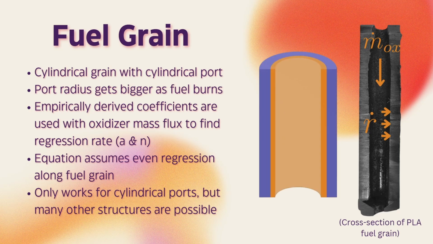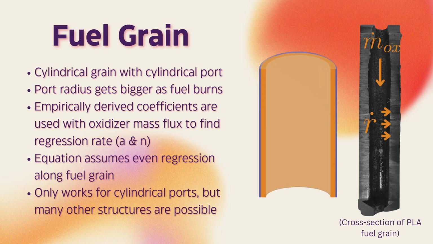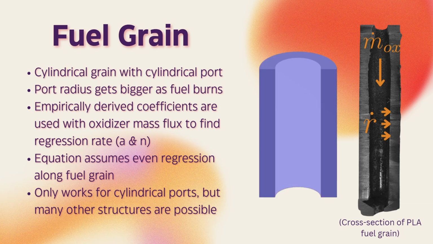And the diagram on the right, that's an actual fuel grain that I fired and burnt, and then I cut open to look at the cross section. That R dot represents how the radius changes over time. So as you can see in the GIF, basically it burns and that port gets wider and wider and wider.